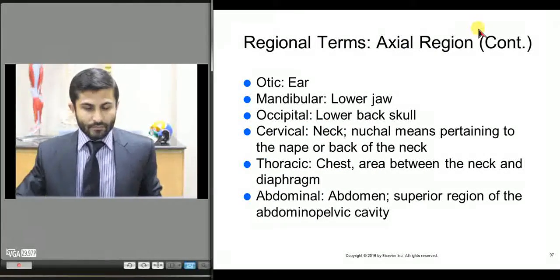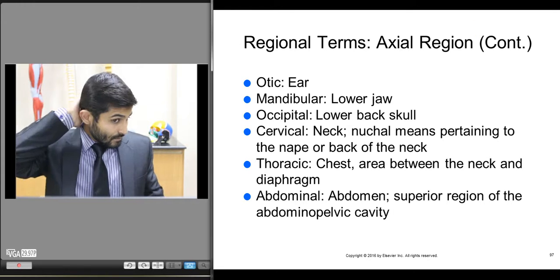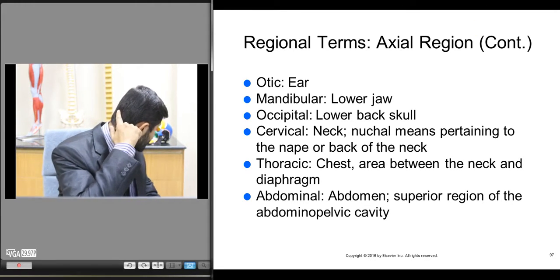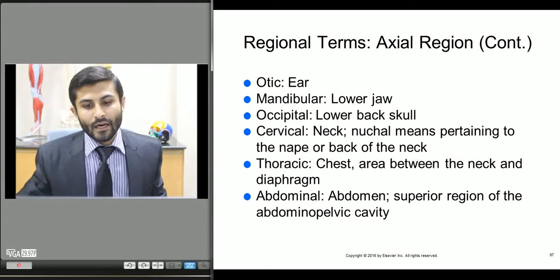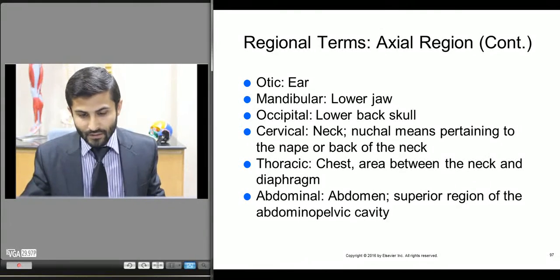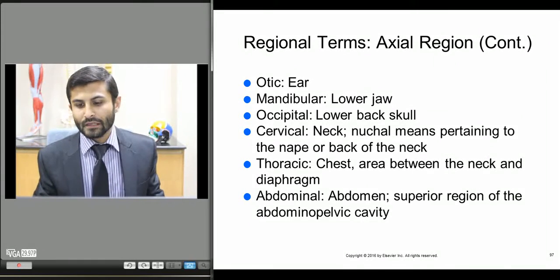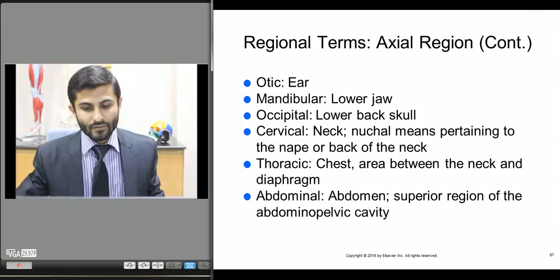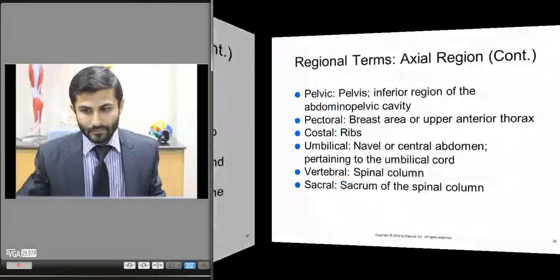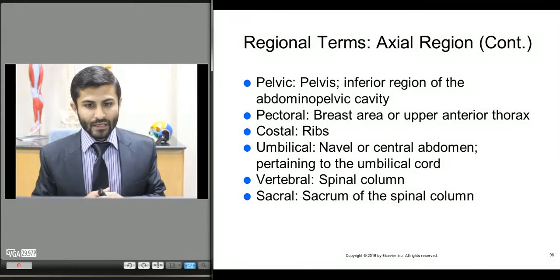Otic is for ear, mandibular is for lower jaw, occipital is for lower back skull. This is the back of my head. This is the region, that is the occipital region. Cervical is for the neck, nuchal means pertaining to the nape or back of the neck. Thoracic is for the chest area between the neck and the diaphragm. Abdominal is for abdomen, superior region of the abdominopelvic cavity. Pelvic is for pelvis, inferior region of the abdominopelvic cavity.